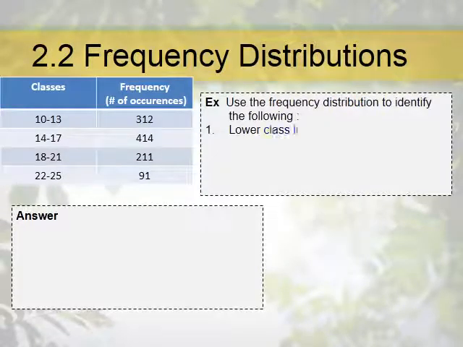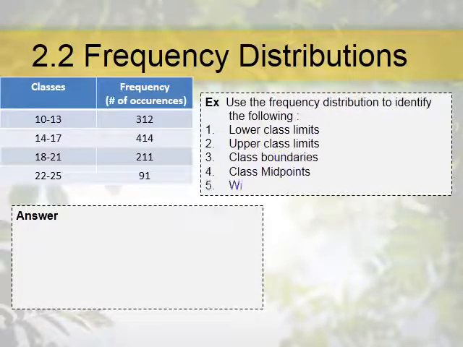So let's take a look at this example. Use the frequency distribution to identify the following: the lower class limits, upper class limits, the class boundaries, the class midpoints, and the class width. Well, the lower class limits for each of these classes will be 10, 14, 18, and 22. The upper class limits, of course, are 13, 17, 21, and 25.